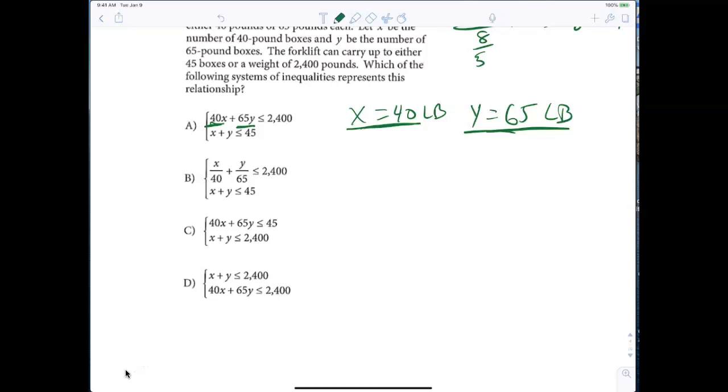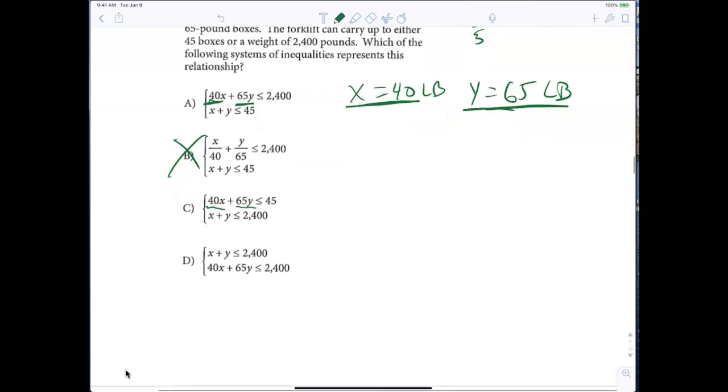Is it possible for it to be B? No, because we're not taking X and dividing it by 40, we're multiplying by 40. So B is definitely out. Is C okay? Yeah, because it's 40X and 65Y. I'm not asking you to read ahead. I'm just trying to show you the connection between 40X and 65. So is this correct for D also?